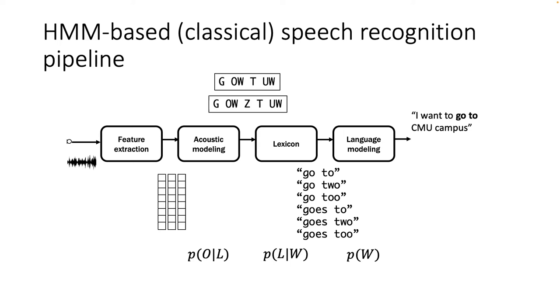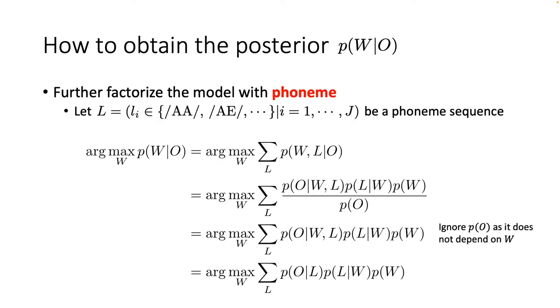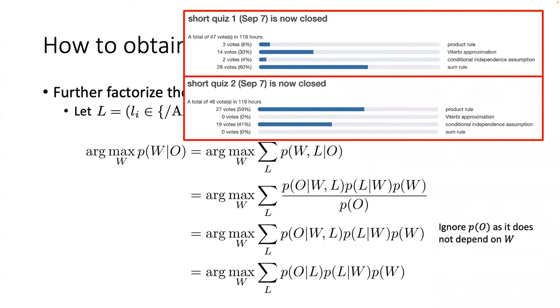By the way, this HMM-based classical speech recognition pipeline was explained before, and that was based on some probabilistic rules and conditional assumptions, right? I just wanted to review this one because it turns out that many students made a mistake on the short quiz last time.